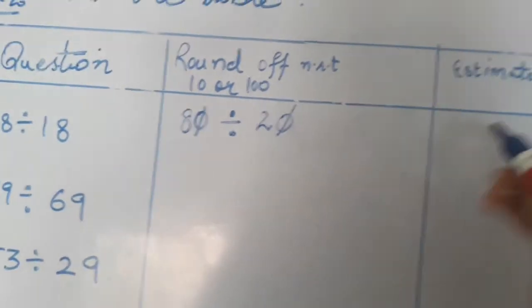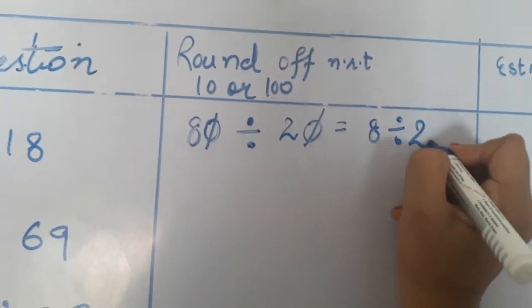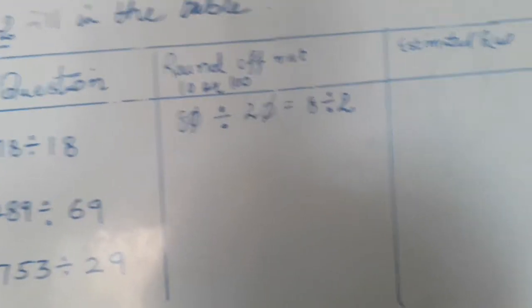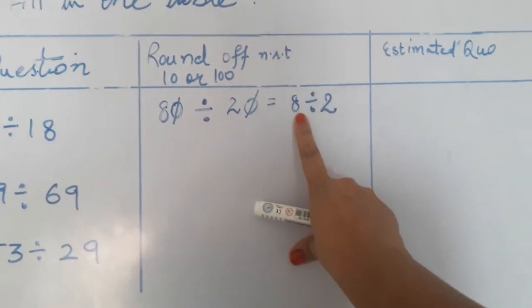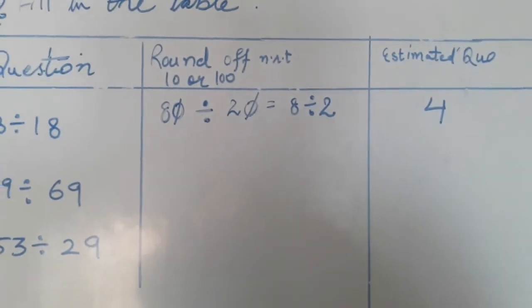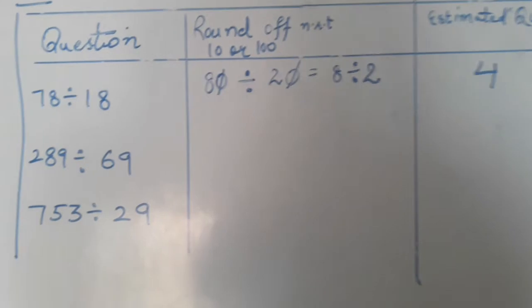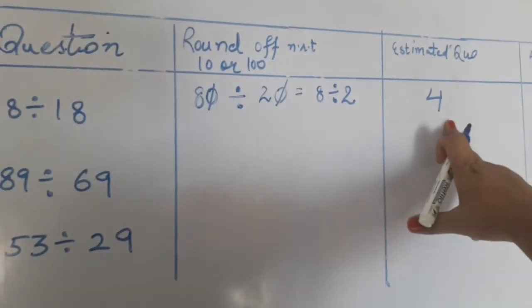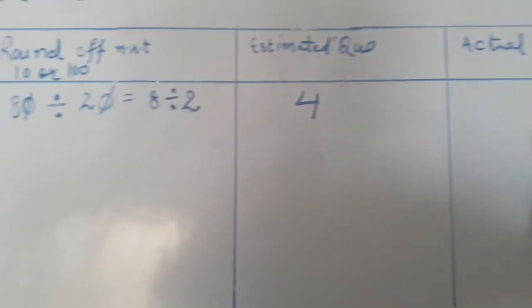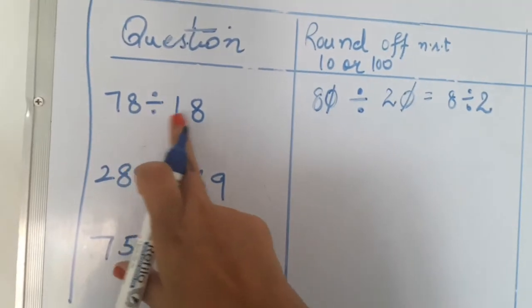Now it becomes 8 divided by 2. Now count the table of 2 up to 8. Here it comes 4. You know 2 4s are 8, right? Now what do you mean by this? Estimated quotient is 4. Now the actual quotient becomes, you have to divide 78 by 18.